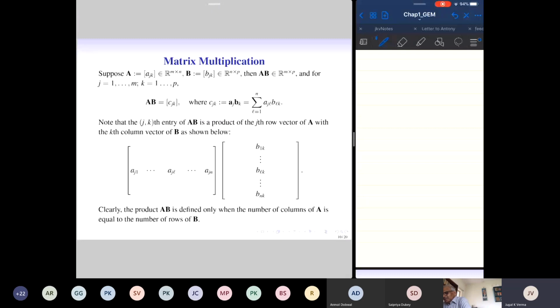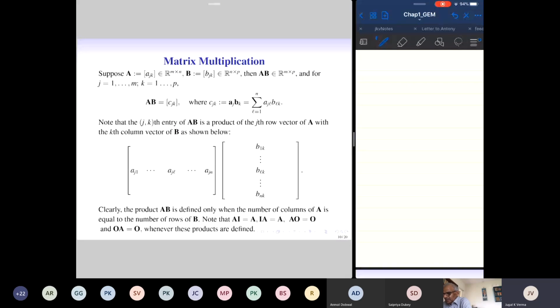Okay. So the product AB is defined only when the number of columns of A is equal to the number of rows of B. So we can't multiply arbitrary matrices. This restriction is there on the number of columns of A and the number of rows of B. They must be equal. And then A is m by n and B is n by p. Then A times B is an m by p matrix.